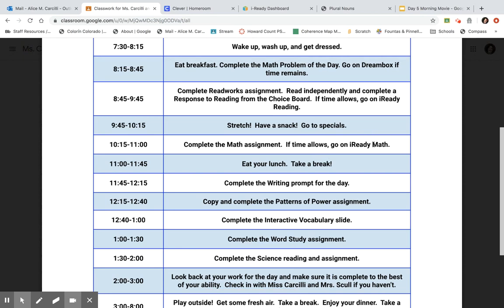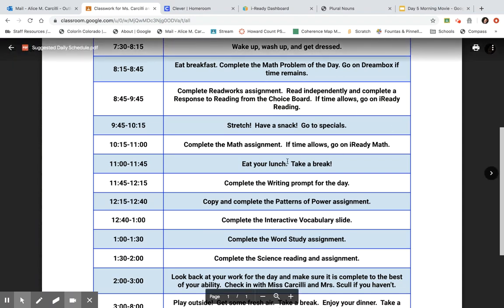Go on iReady Math for at least a couple minutes every day, so you hit 45 minutes a week. Same thing during the reading block. Go on iReady Reading for at least a few minutes. If you do like 10 minutes a day, Monday to Friday, you'll have your 45 minutes in.